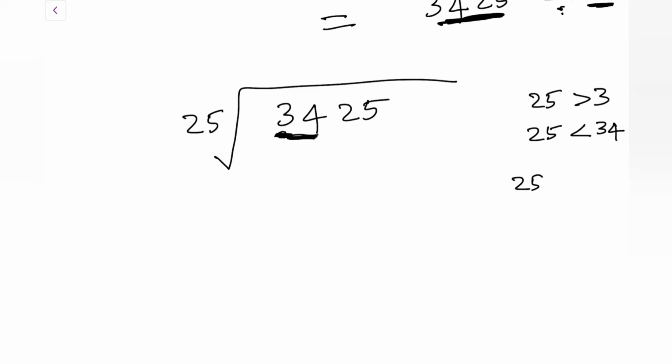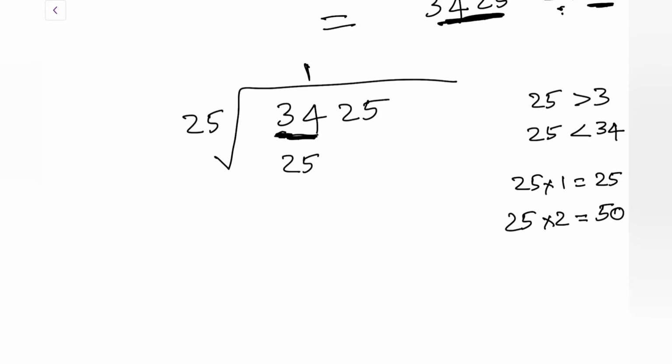Let's see, 25 into 1 is 25. Yes, that is close to 34, but also let's check for 25 into 2. If you do 25 into 2, you get it as 50. Alright, so that's more than 34. So let's do 25 into 1.